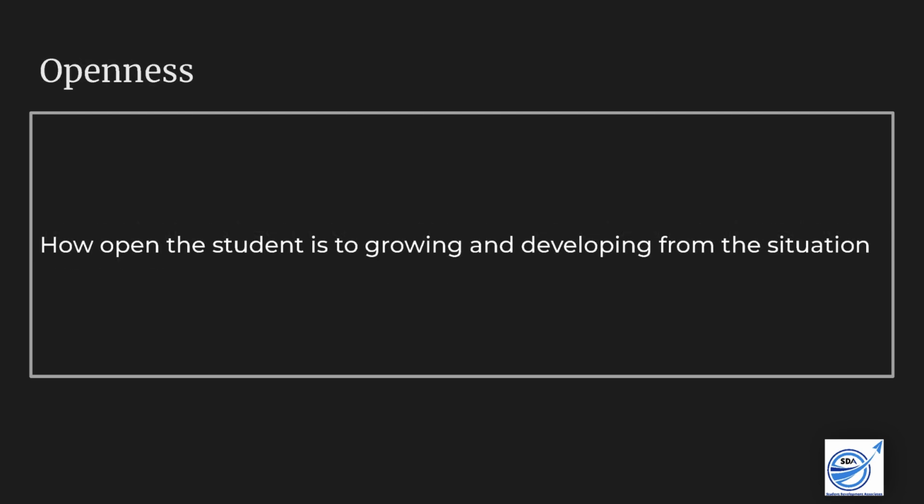The next domain is openness. Openness is how open the student is to growing and developing from the situation. This is similar to attitude in that the student has to want to grow, want to develop. However, with openness, we are not talking about whether or not the student is saying, yes, I understand I made a mistake and I should not have done this. We are talking about their forward-looking progress and how much they are looking to change and develop from this.